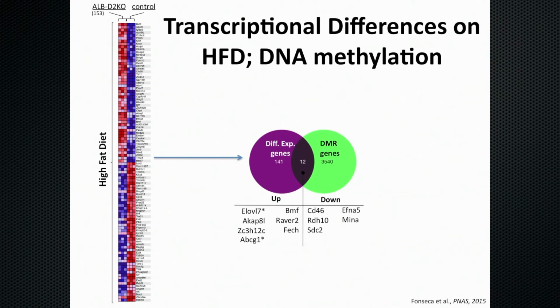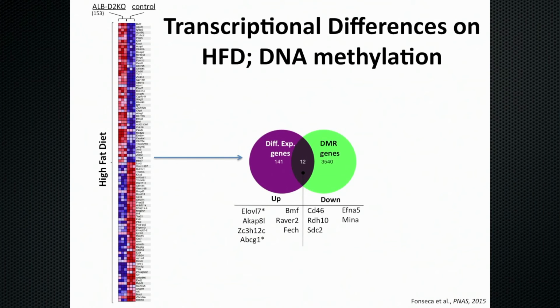And again, you see that there's a nice heat map here between gene expression patterns in those animals that are the albumin D2 knockout on a high-fat diet versus those controls on a high-fat diet. And we found, again, about 150 genes that were differentially expressed. And what's amazing is that most of those genes are completely different than those found in the animals on a chow diet. So there's different gene expression patterns depending on the animal's diet.